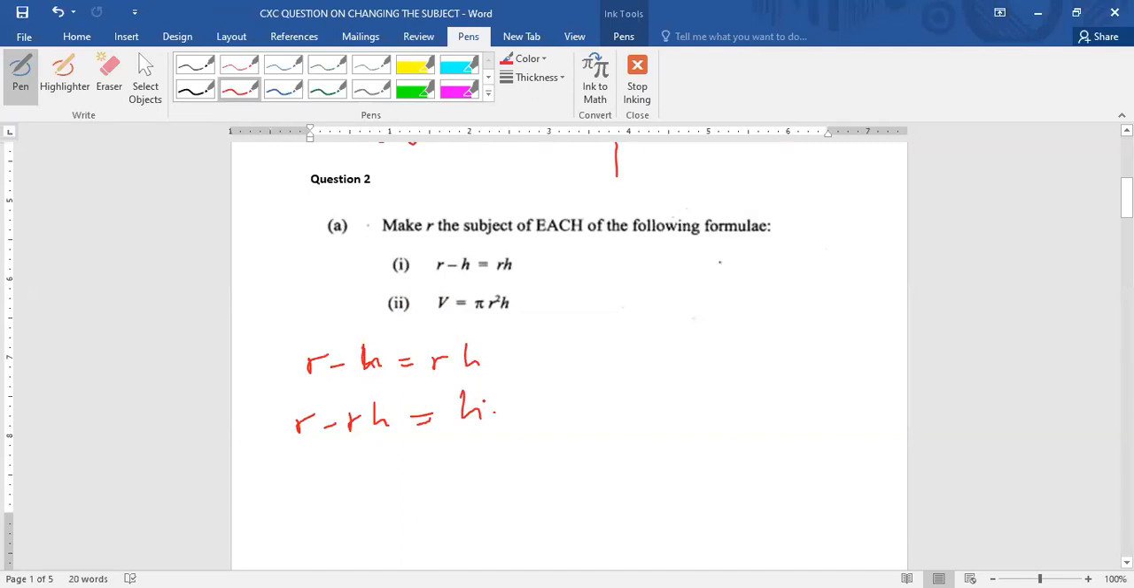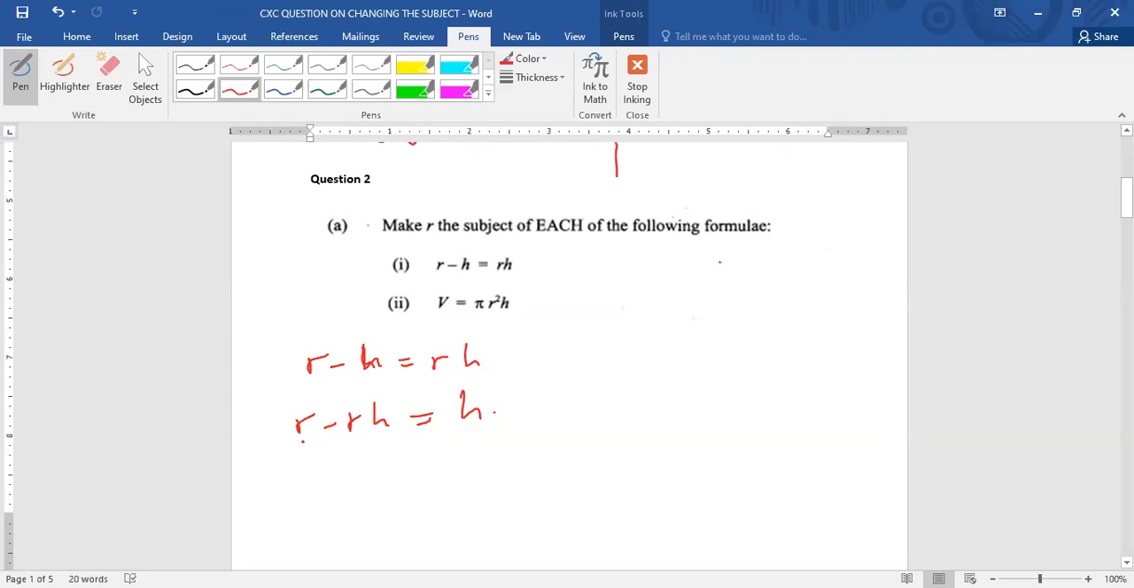How are you going to move the H when it is R minus RH? No, listen carefully. You want to make R the subject, so you are grouping all the R at one side. That's the main idea. The RH is positive here. When you carry it over, it becomes negative. Okay, so far so good.